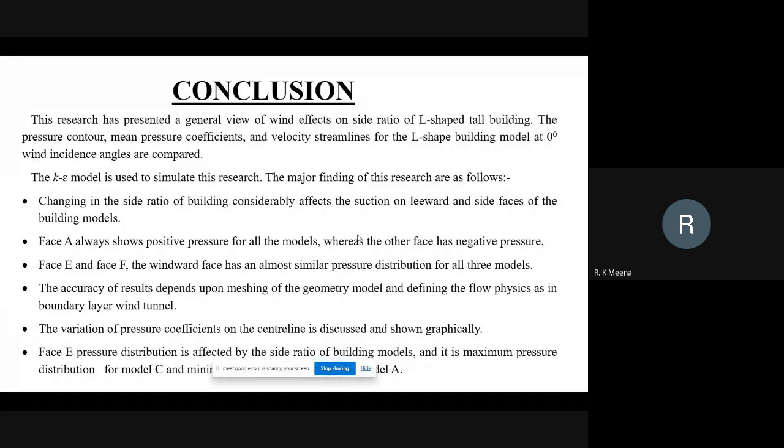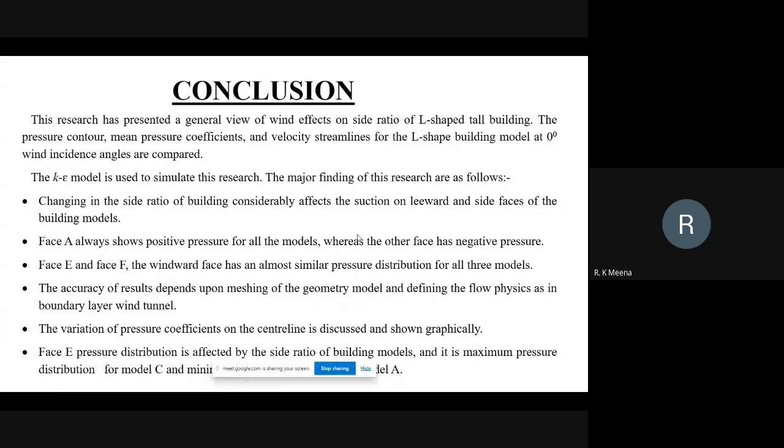Phase E and phase F of the windward side have almost the same pressure distribution for all three models. Phase E and phase F, the pressure distribution we described, is the same. And the accuracy of the result depends upon the matching of the geometry. As we have provided the geometry after 100 iterations, we found that at this matching we can get better results. Bad matching will not give you good results, but a good matching will always give you a good result. So the accuracy depends upon the matching.